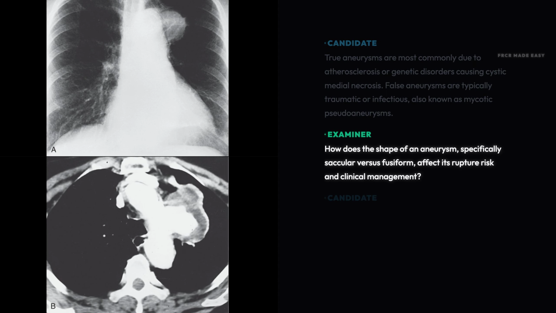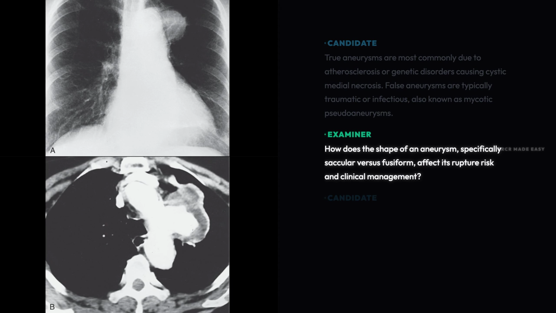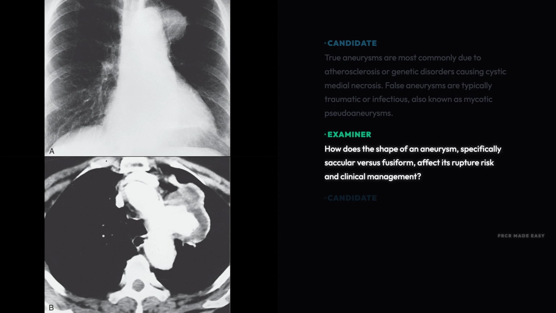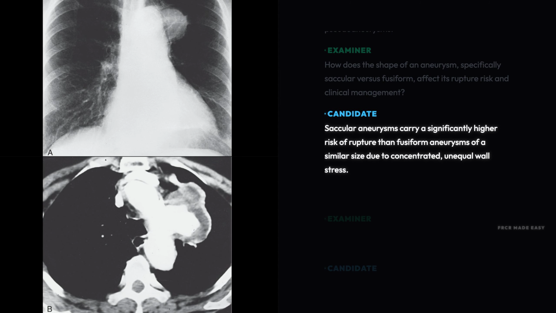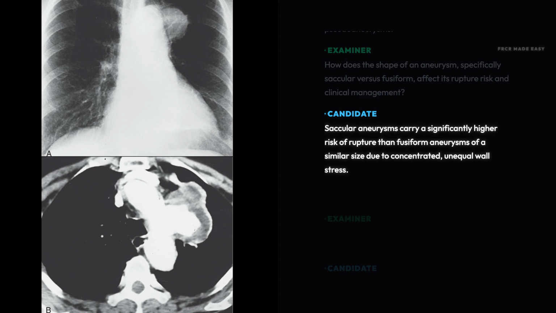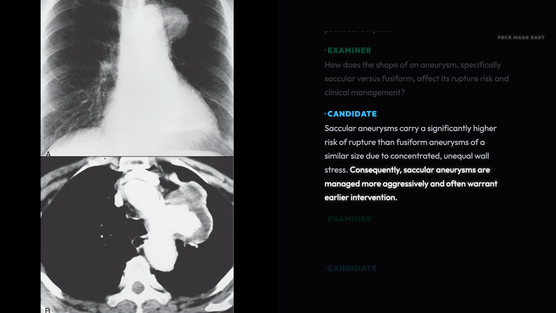How does the shape of an aneurysm, specifically saccular versus fusiform, affect its rupture risk and clinical management? Saccular aneurysms carry a significantly higher risk of rupture than fusiform aneurysms of a similar size due to concentrated, unequal wall stress. Consequently, saccular aneurysms are managed more aggressively and often warrant earlier intervention.